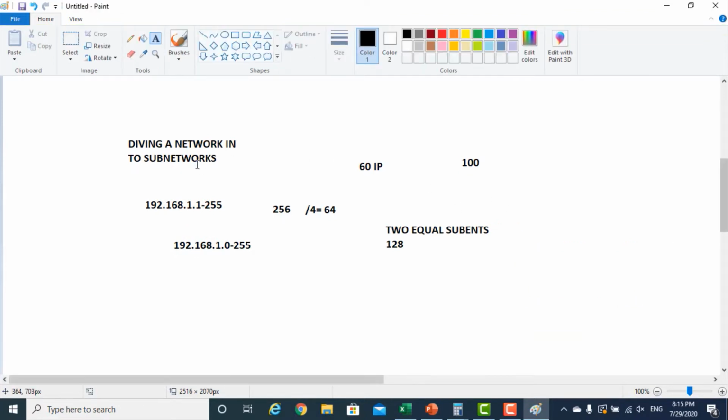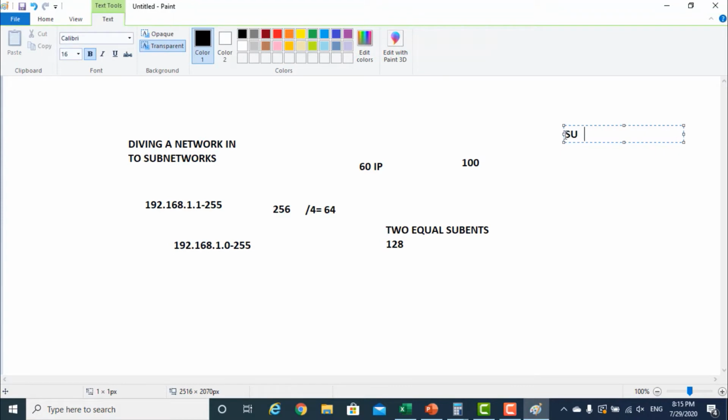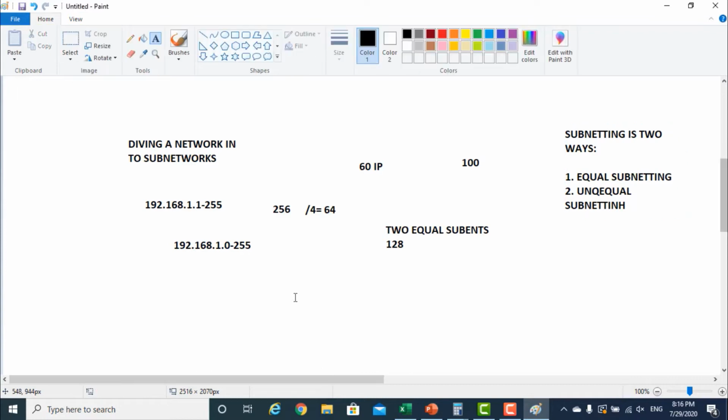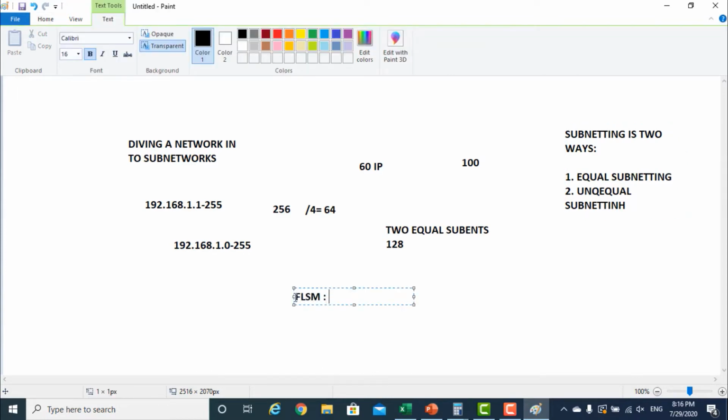But first of all, you should know, guys, that subnetting is in 2 ways. What are the 2 ways? The first is equal subnetting, and the second is unequal subnetting. The equal subnetting is also called FLSM. What does FLSM mean? Fixed length subnet mask.